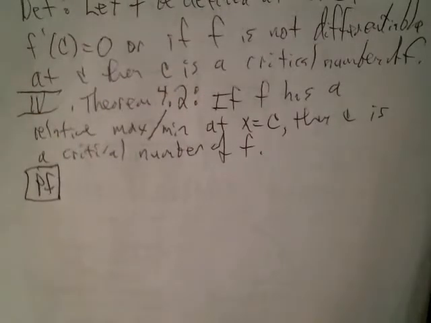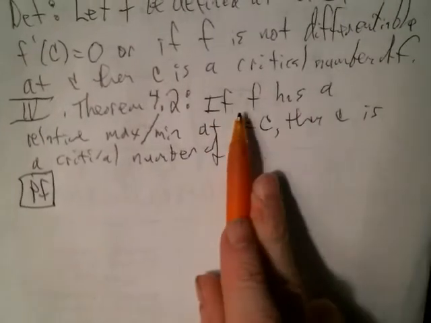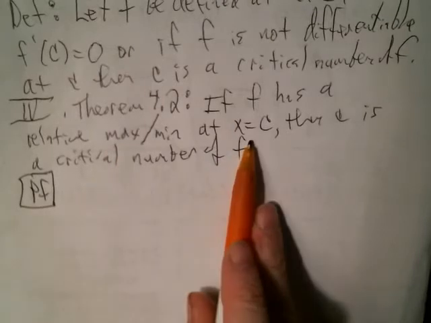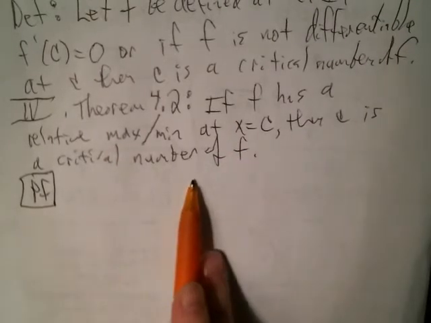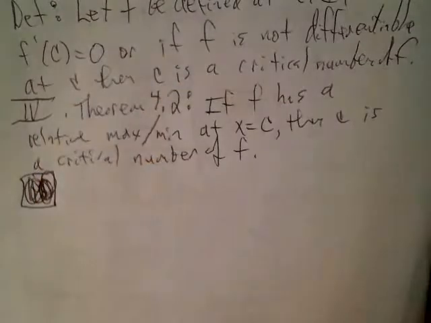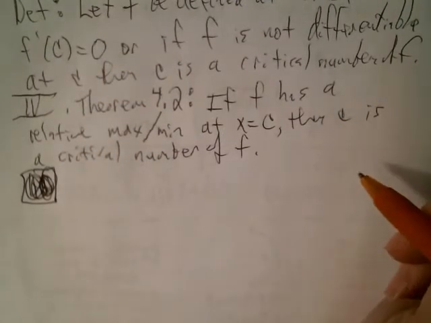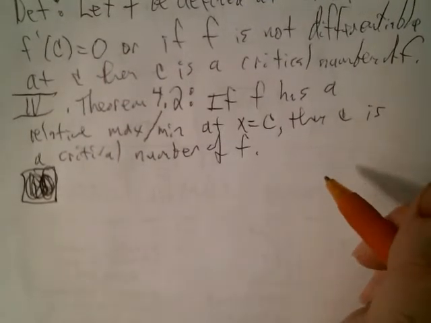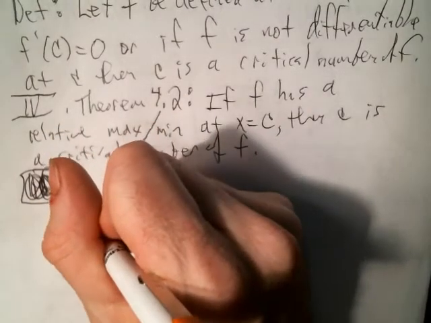And again, what are we trying to do? So there's a supposition. If f has a relative max or min at x equals c, then we want to show that c is a critical number of f. Okay? So maybe even before I do my proof, I should outline what we're trying to do. So if f is a relative max or a min at c, what does that really mean? So again, there's two possibilities, and these will end up being our cases, right?